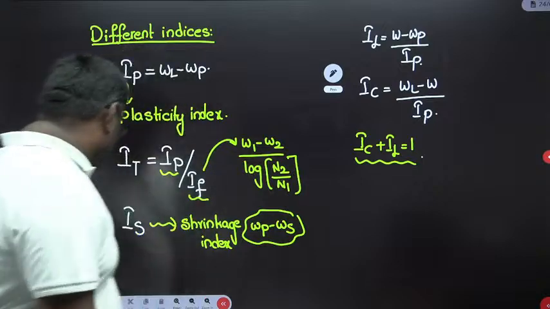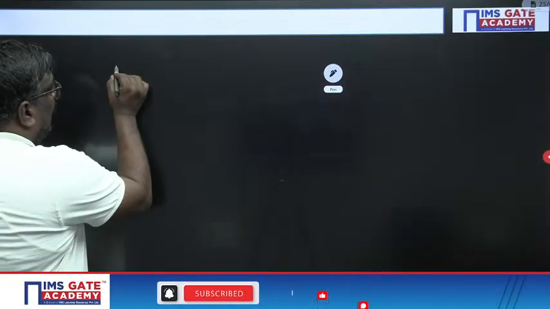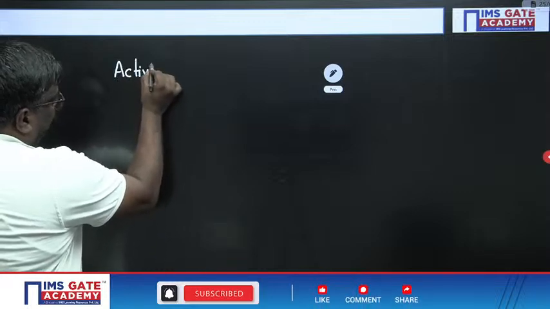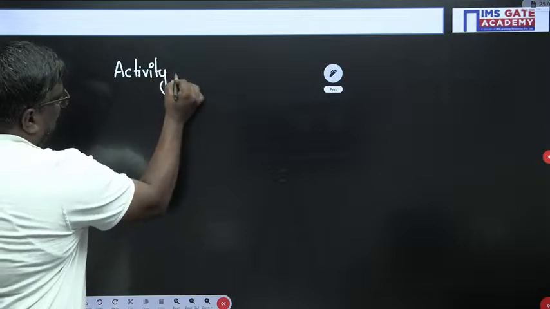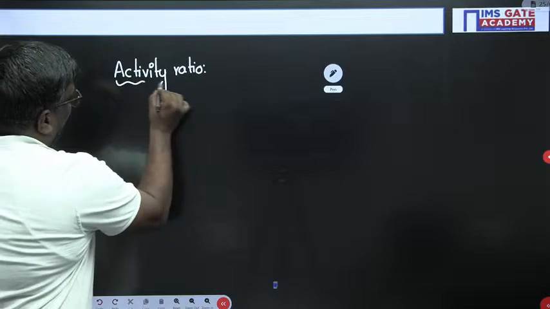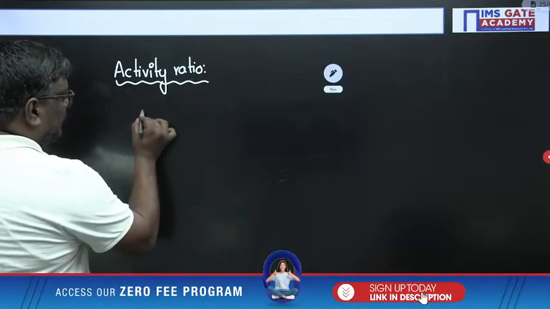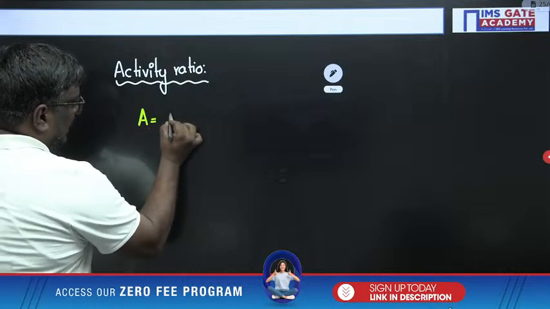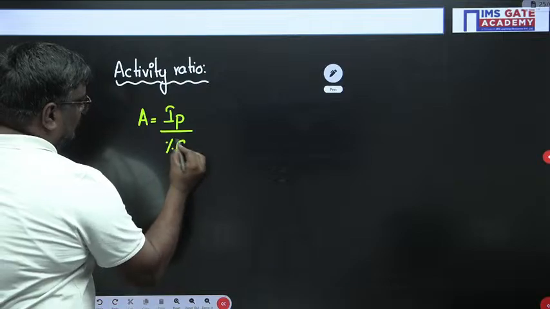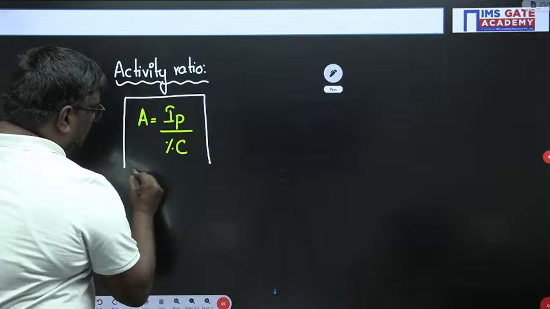Now, my dear students, we also have another important factor that is called activity ratio. This is very important, sir. When I talk about the concept, what do you mean by activity ratio? Activity ratio is represented as A, and this is given by the formula IP upon percentage C. Okay, sir. Activity ratio is given by the formula IP upon percentage C.